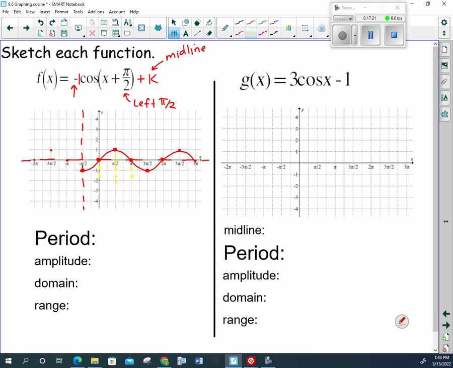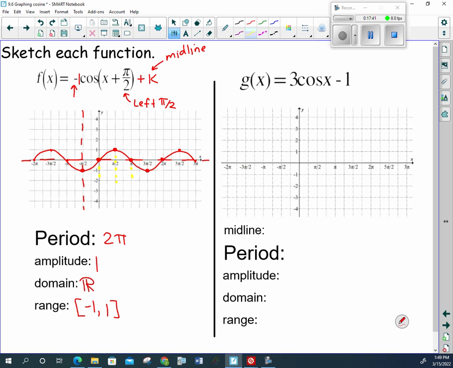Sometimes students tend to switch to a sine curve when they're graphing a cosine curve. So make sure your midline always goes through the middle of your graph. Period here was 2 pi. We already said the amplitude was 1. Domain is all reals. Range is going from -1 to +1.